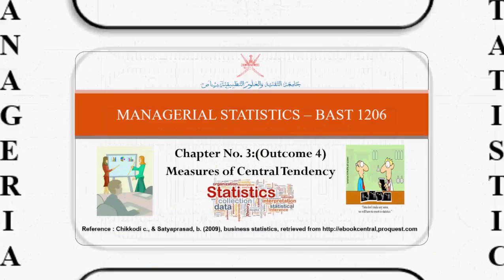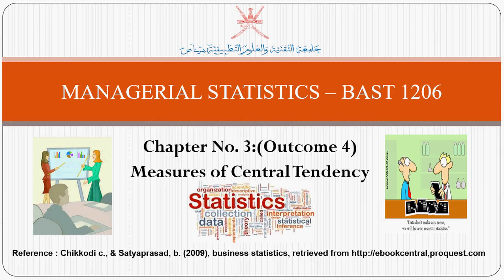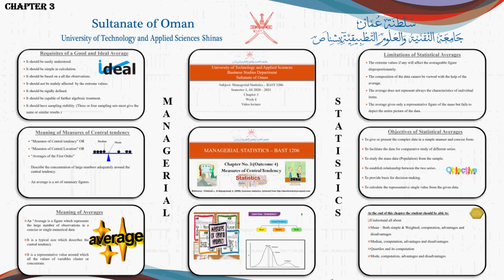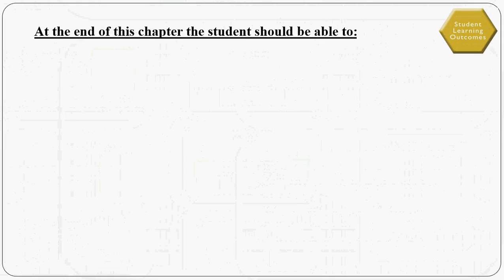With regards to measures of central tendency, outcome number 4 will be covered in chapter 3, and I have also cited the reference below for further clarity and understanding. Now, what are the topics covered with regards to this outcome?